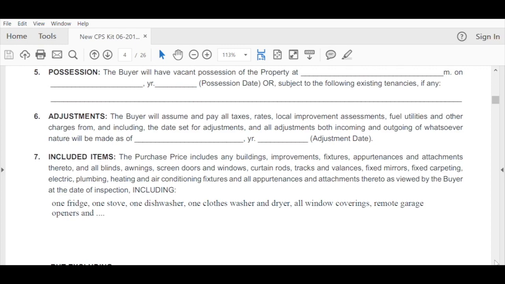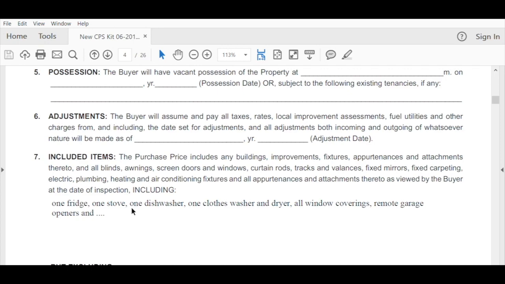Included items. The purchase price includes any building improvement, fixture, pertinent attachment thereto, and all blinds, awnings, screen doors, windows, curtain rods, tracks and railings, fixed mirrors, fixed carpeting, electric, plumbing, heating and air conditioning fixtures, and all appurtenances and attachments thereto as viewed by the buyer at the date of inspection, including one fridge, one stove, one dishwasher, one clothes washer and dryer, all window coverings, remote garage openers, etc.